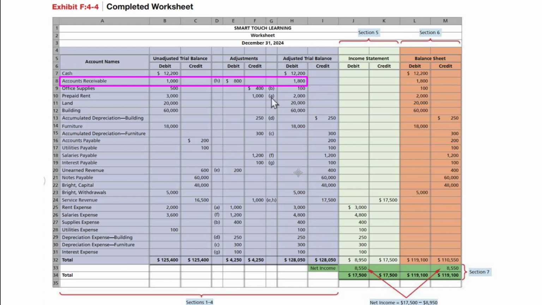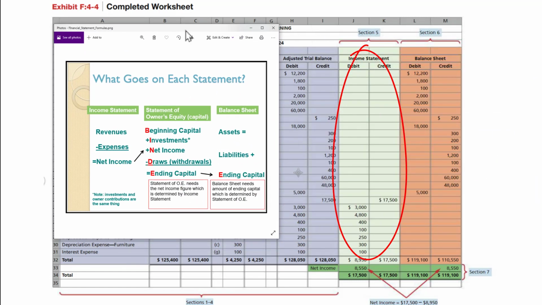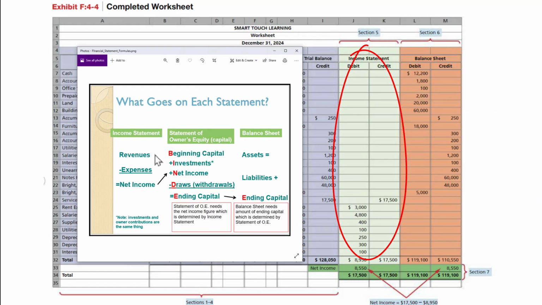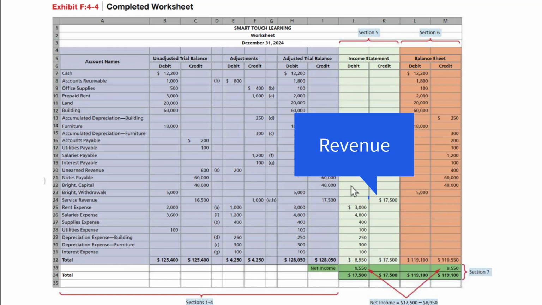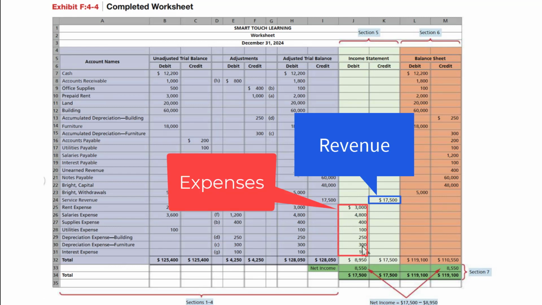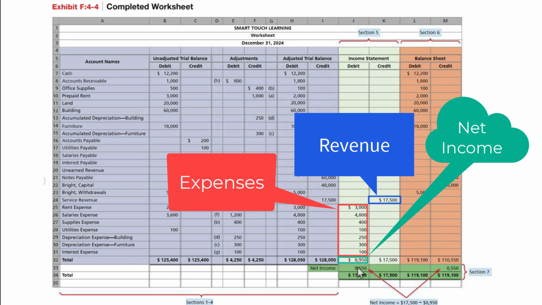So once we get done with the adjusted trial balance columns, we have two new columns, the income statement columns and the balance sheet columns. In the income statement columns, we're going to put the accounts that affect the income statement, which means revenues and expenses. So as you can see, we have our revenues here, and then we have all of our expenses. And then what we do is we figure out what the difference is. Revenue, $17,500 minus total expenses of $8,950 gives us net income of $8,550.